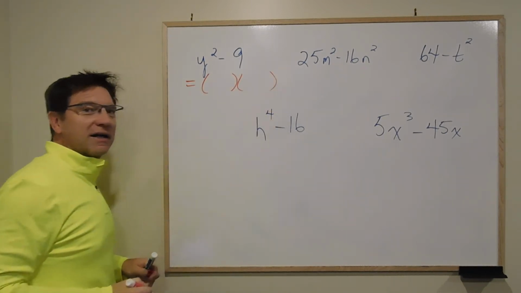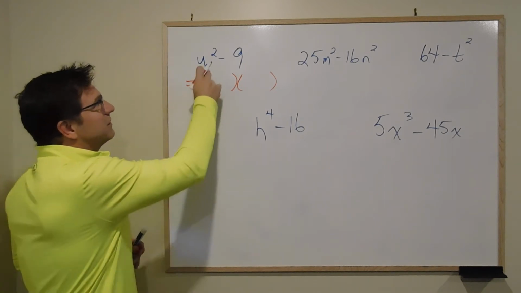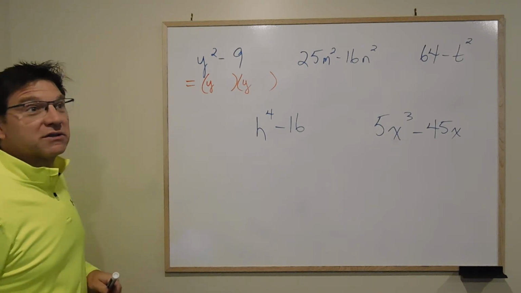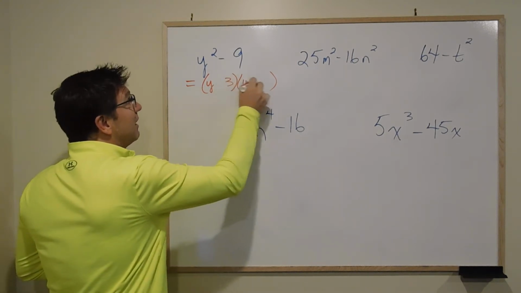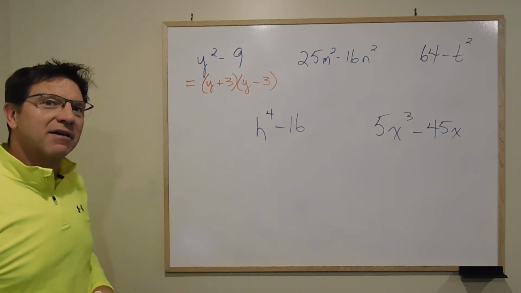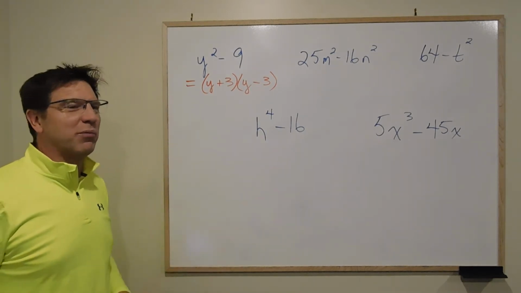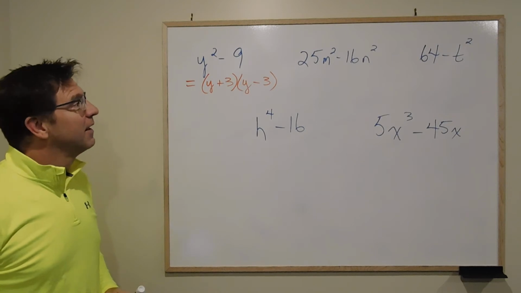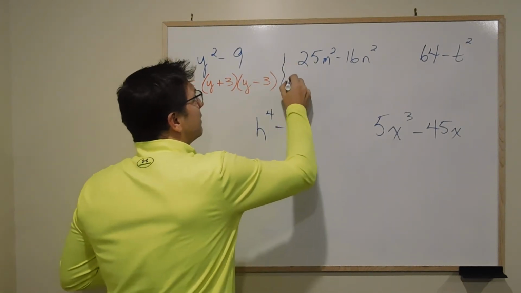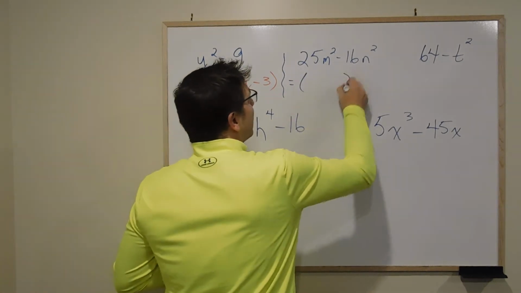You get the 2 brackets, and you say, okay, what's the square root of y squared? It's y. What's the square root of 9? It's 3. Make one of the signs positive and one of the signs negative, and you're done. So it's a shortcut pattern. Okay? We can do that here with this one here. Okay, 2 brackets.